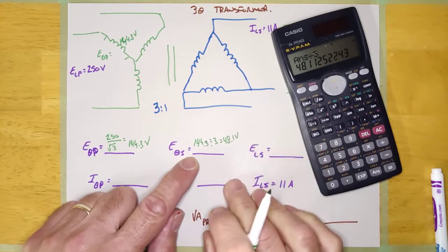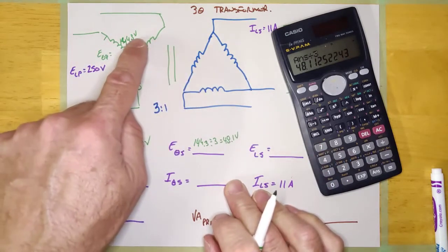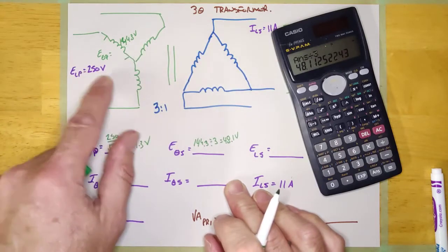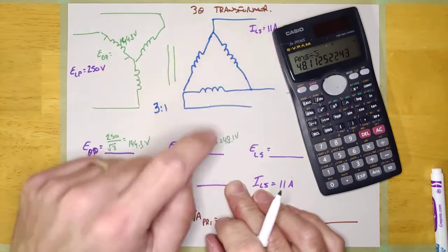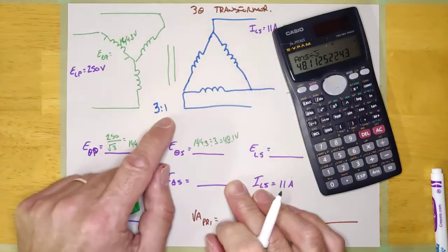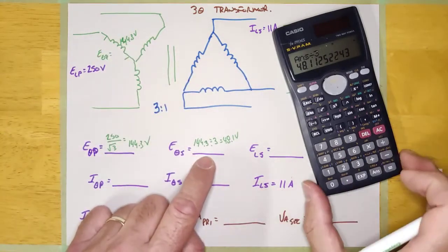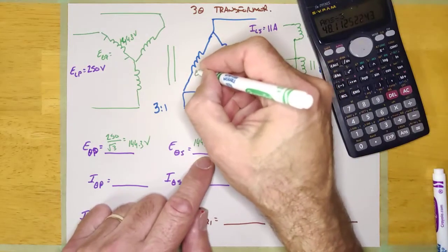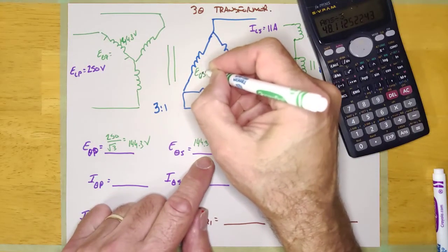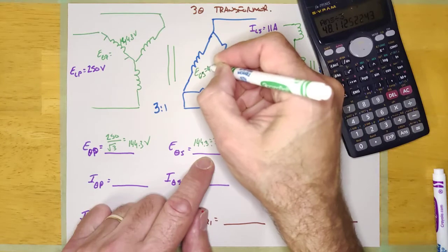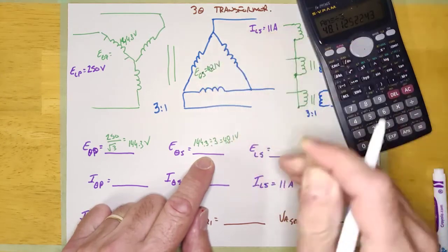48.1 volts, okay? And it's really important that you're going from phase to phase. You can't take that line voltage and divide it by 3 and think you're going to get that line voltage there. It's not going to work that way, all right? It's phase to phase. Okay, so here's E phase secondary, guys. And it is 48.1 volts, all right?